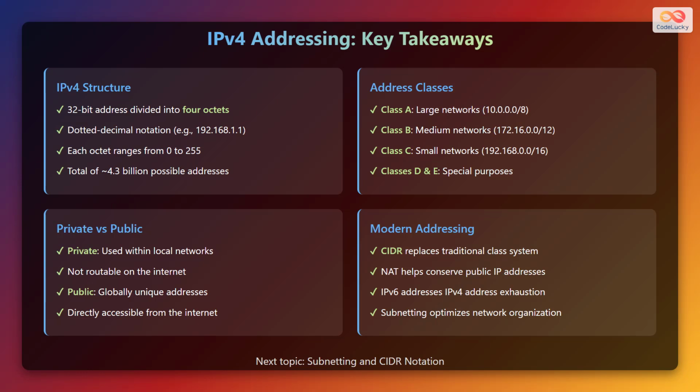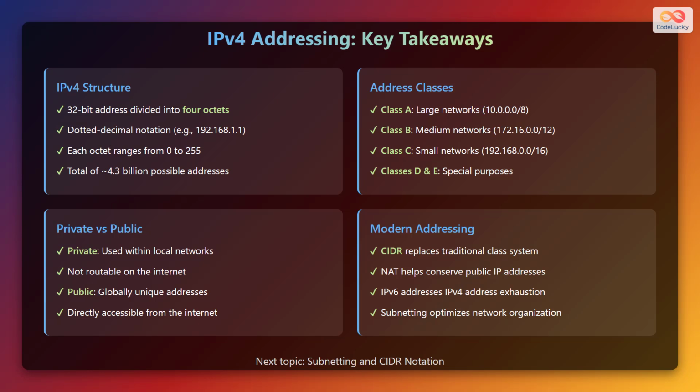Secondly, address classes. Class A addresses are used for large networks, such as 10.0.0.0/8. Class B addresses are for medium networks, such as 172.16.0.0/12. Class C addresses are used for small networks, such as 192.168.0/16, and classes D and E are for special purposes.